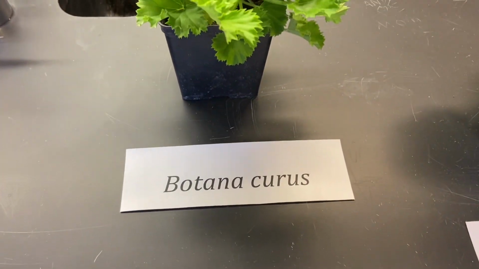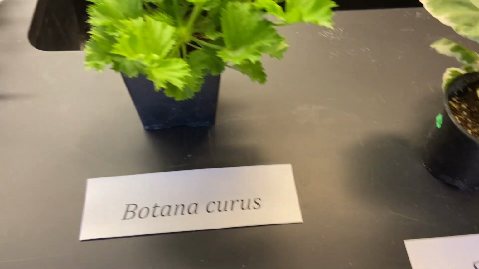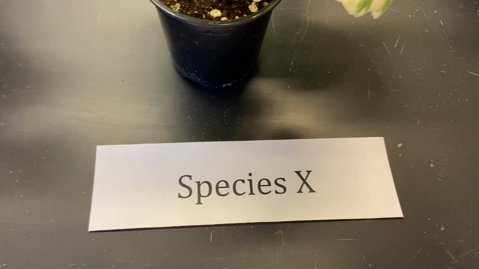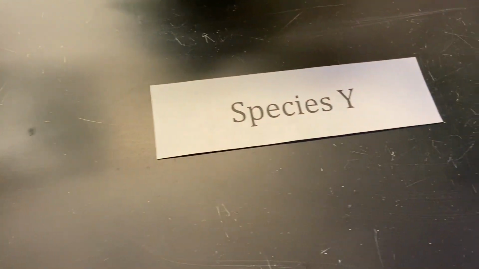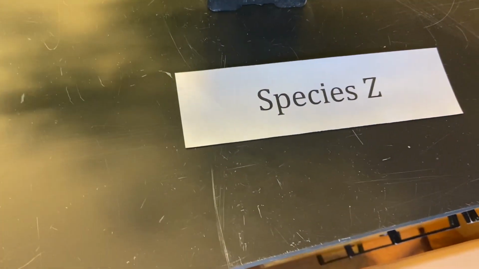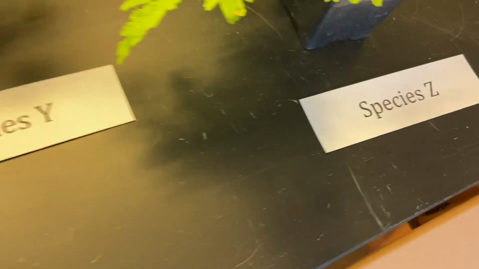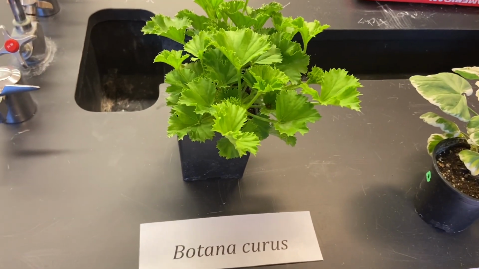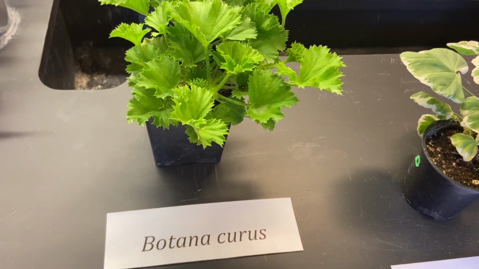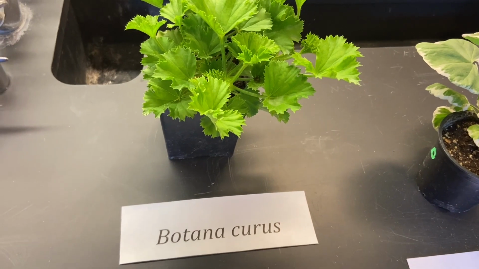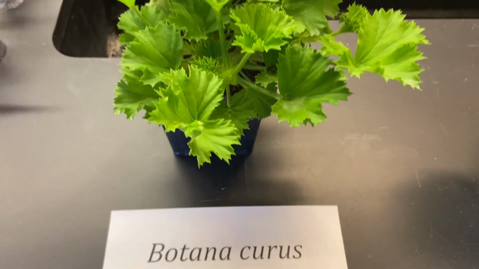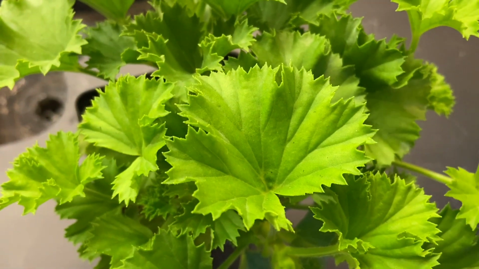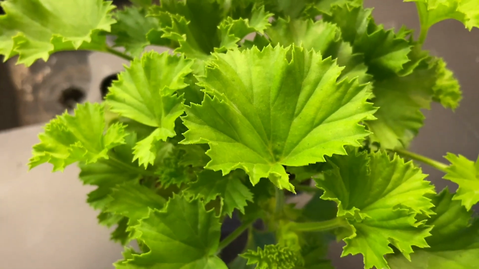As we begin the Relationships in Biodiversity Lab, here are the plants you're going to be working with. Botanicurus, species X, species Y, and way over here, species Z. Now, these are once again fictional. Well, they're real plants, but their species and genus is entirely fictional. Botanicurus is the plant we're trying to replace, and we're worried about its biodiversity because it grows very slowly.